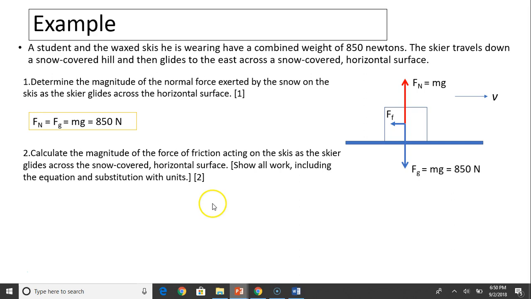So in this case, do we know mu? Yes, we do, because it's waxed ski on snow. So look at your reference table. You can find mu equals 0.05, and we already know Fn, so the answer is 42.5 newtons.